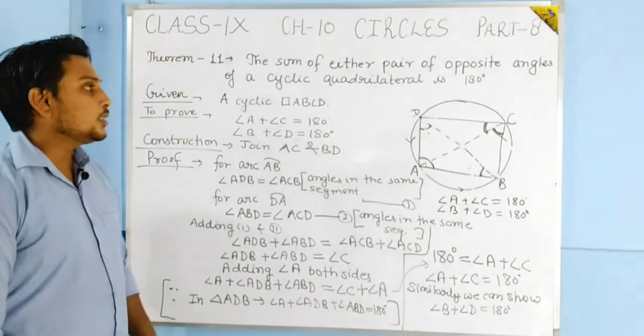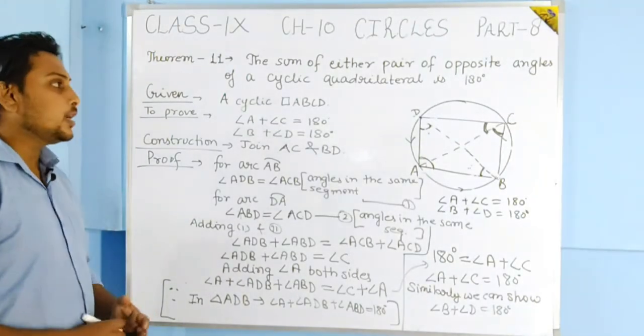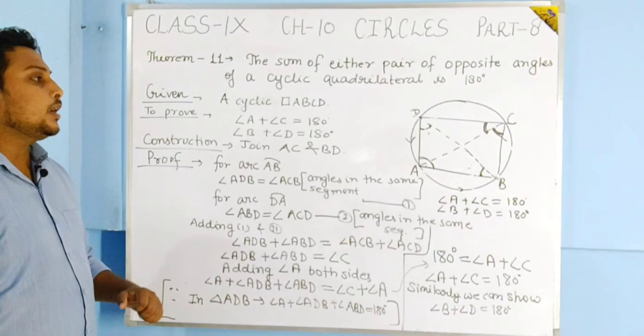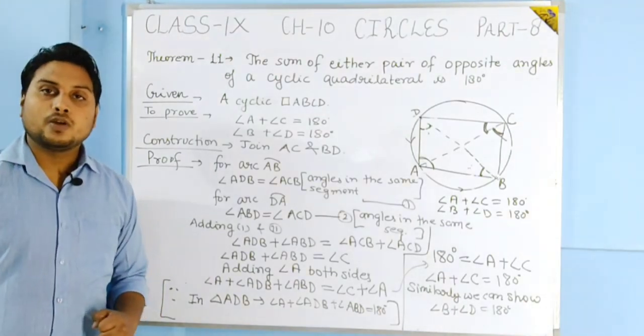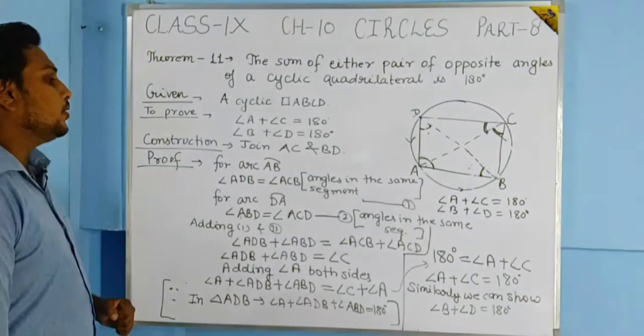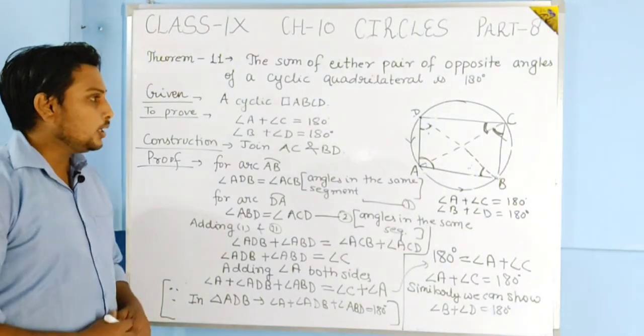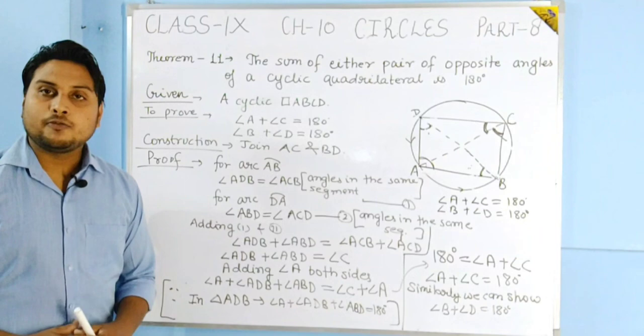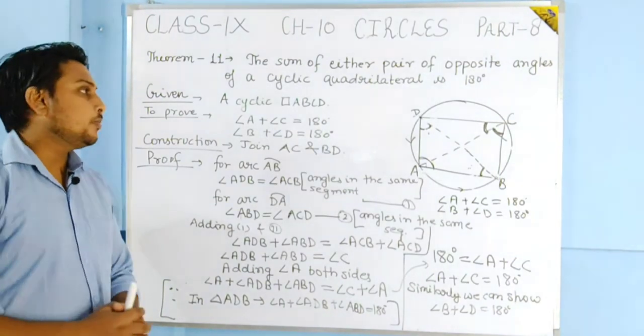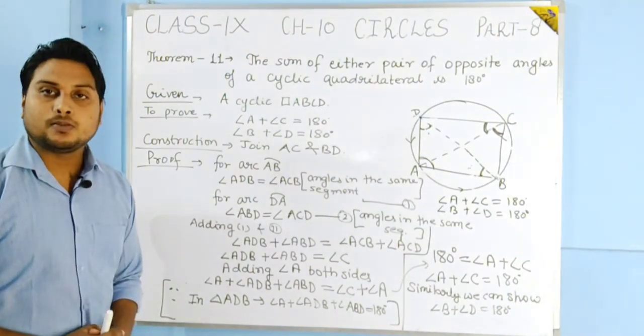Okay, so students, this is the proof of the first property of cyclic quadrilateral, that the opposite angles of a cyclic quadrilateral are 180 degree or they are supplementary. Now students, you can pause the video and note it down, and it is enough for today. Whatever properties are left, we will see in the next part of the video.